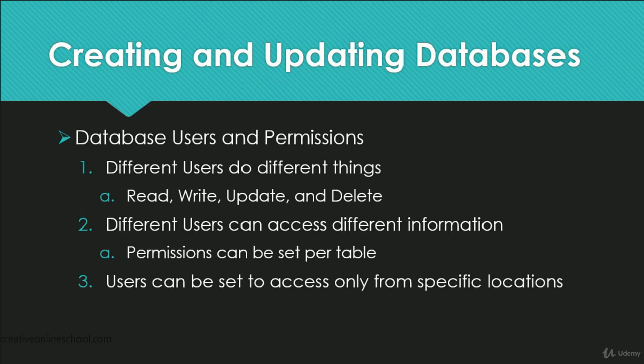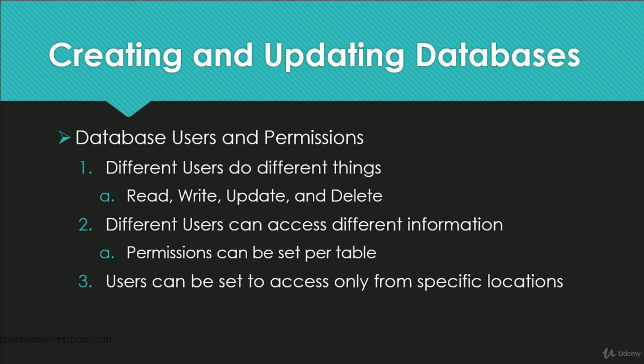There are three main uses of users and permissions. First, it allows you to determine what actions a person can take on a database. You may not want everyone who can see the data also being able to enter new data or update it. The four primary permissions are read, write, update, and delete, and they allow a user to do exactly what you would expect.